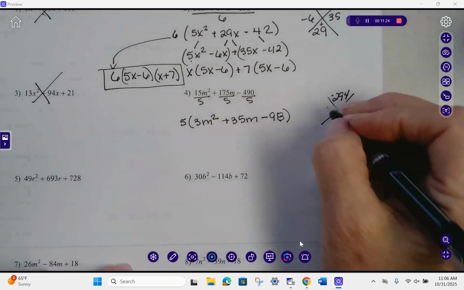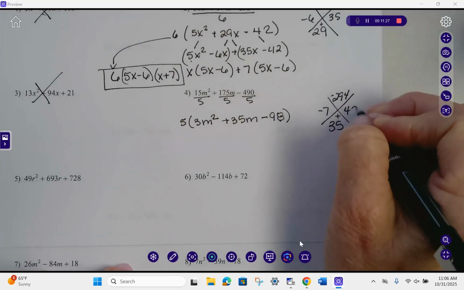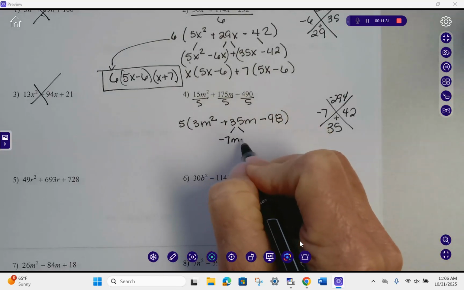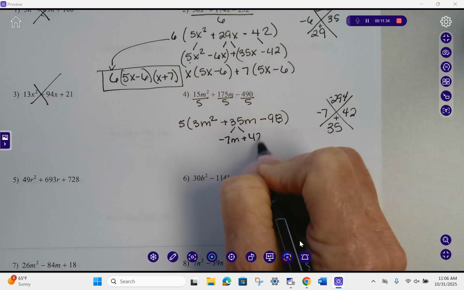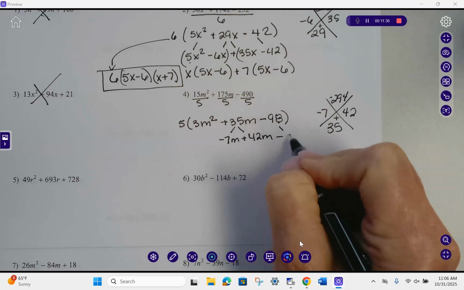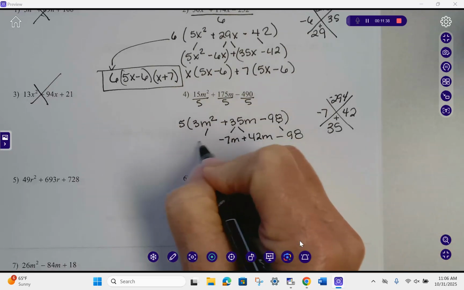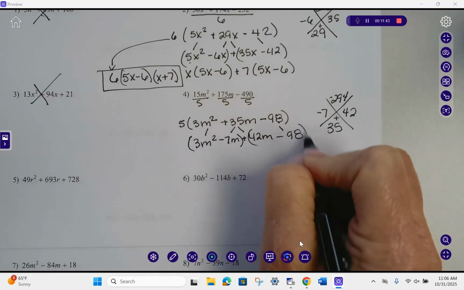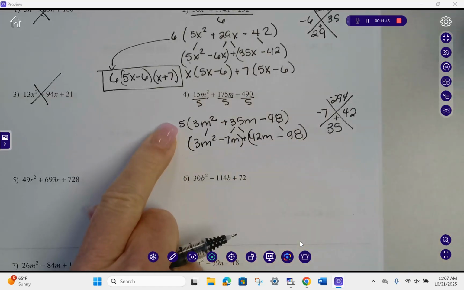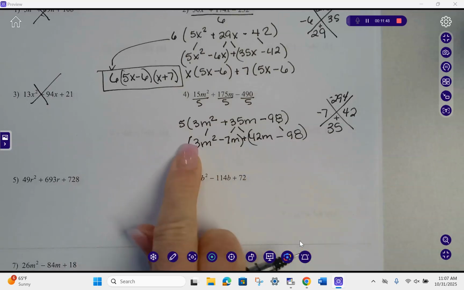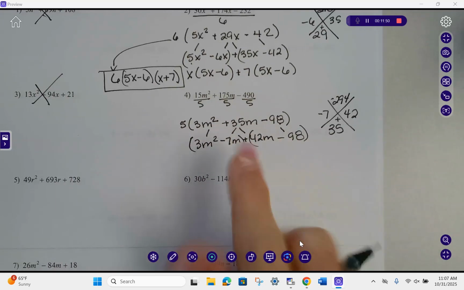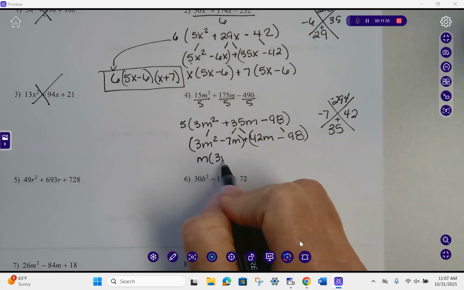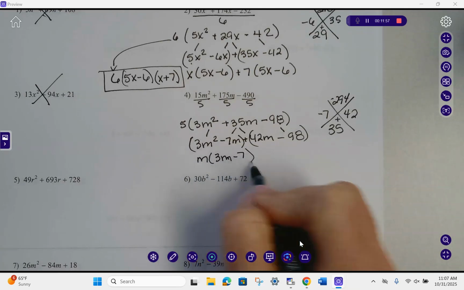Negative 7 and 42. All right, so we're breaking down our middle term. This way we get our 4 terms that we need to be able to group. I'm leaving that 5 alone for right now, but don't forget about it. I'm just focusing on this trinomial in here. So our greatest common factor here is m. That leaves me with 3m minus 7.